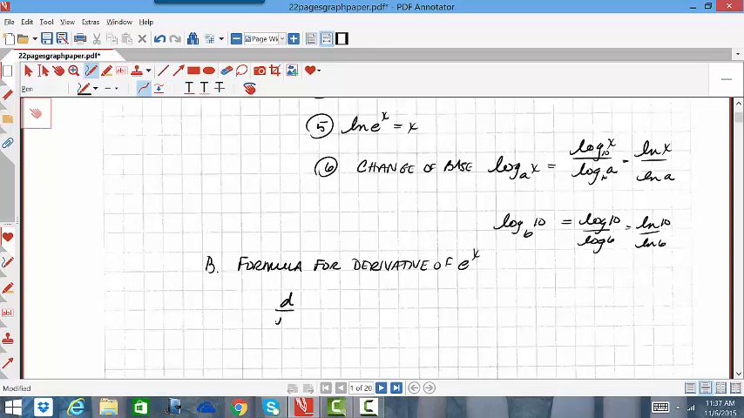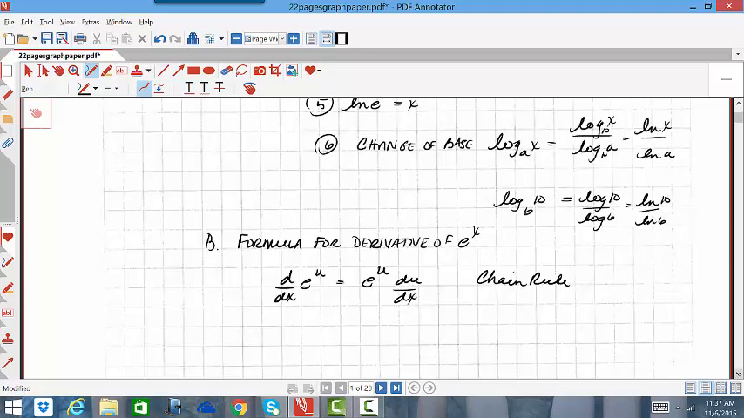If you have d dx of e to the u, the power of u, so it's again applying like the chain rule here, it's going to be e to the u again, and then you simply take the derivative of the exponent with respect to x. So it's applying the chain rule when we throw in another variable u.